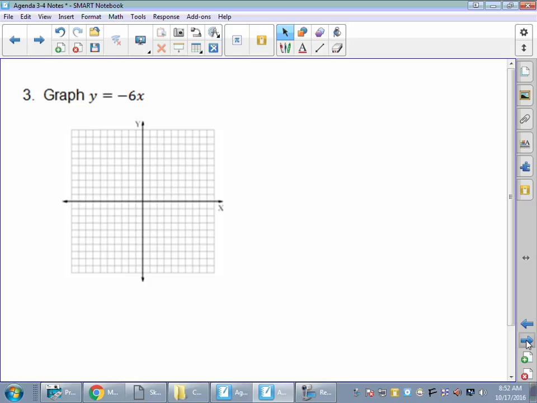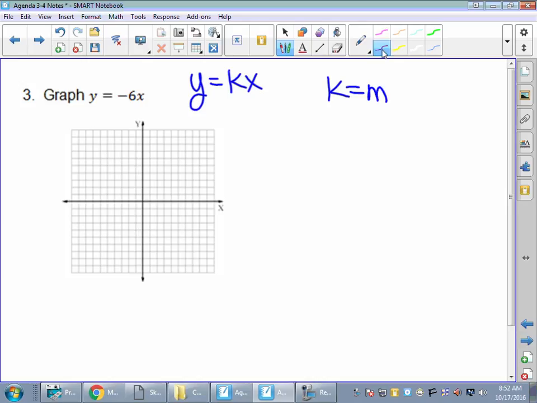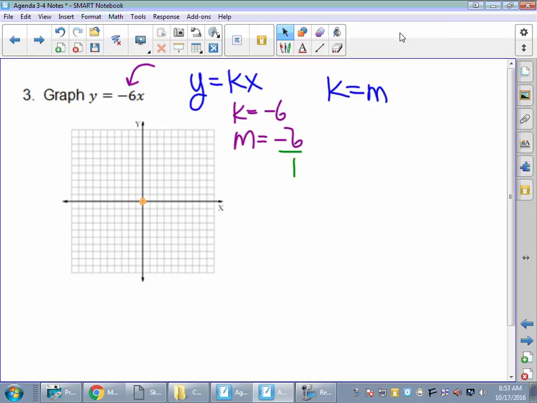So let's graph y equals negative 6x. It says to, first of all, find the slope, the k. If we know the k, we just said that k is equal to m, right? So if this is our k value, negative 6, that means our slope is also equal to negative 6. How would you write negative 6 as a fraction? Over 1. So now we know that our slope is negative 6 or negative 6 over 1. We're going to put a point at (0, 0), start at the origin. And then it said to use your rise over run to get more dots on the graph.